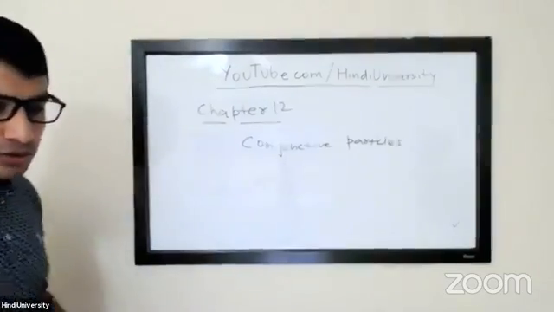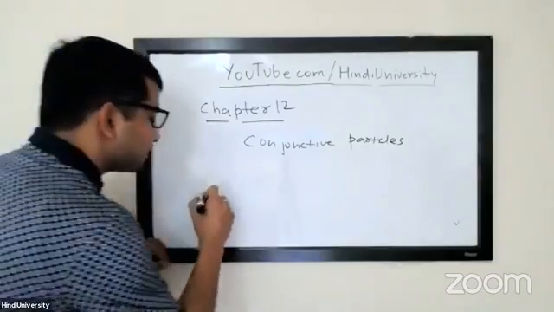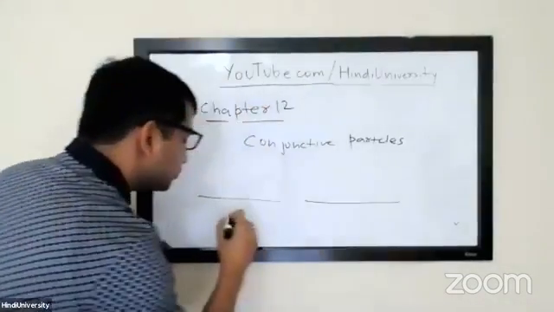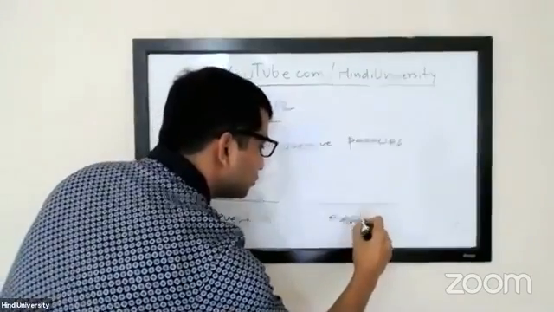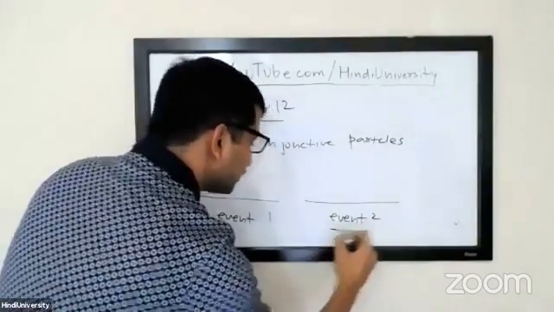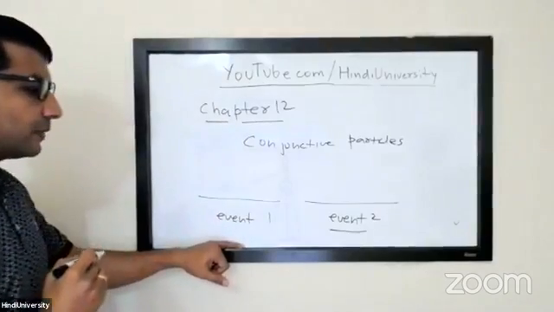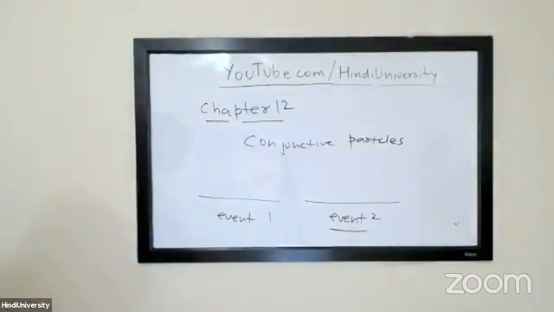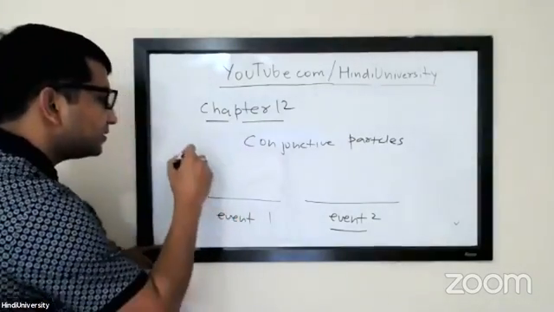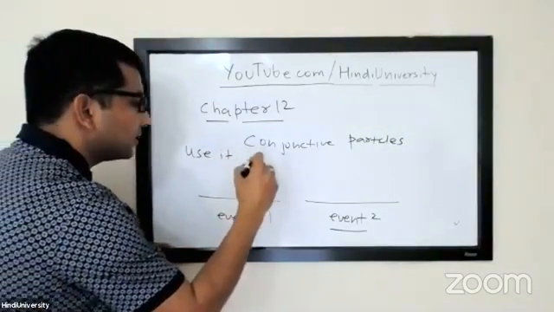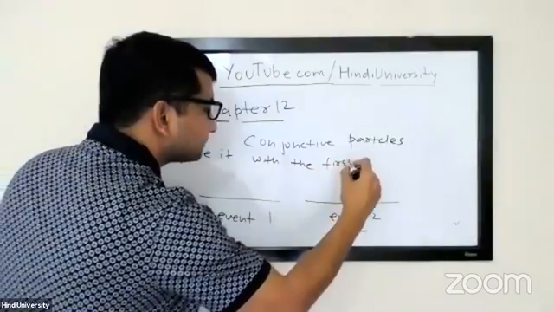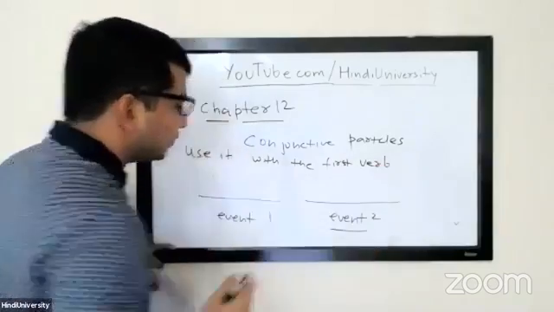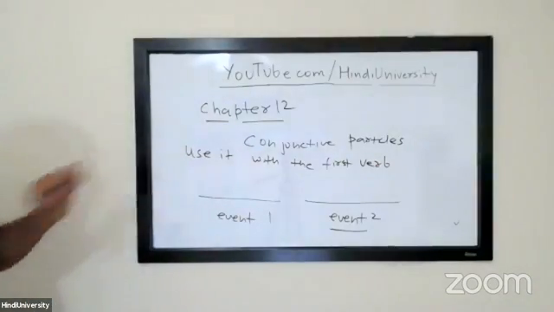So just to summarize, imagine that you have event one and event two, and event two is followed by event one. In those scenarios, what you do is use conjunctive particles with the first verb. That's the thing you need to remember. You use it with the first verb.